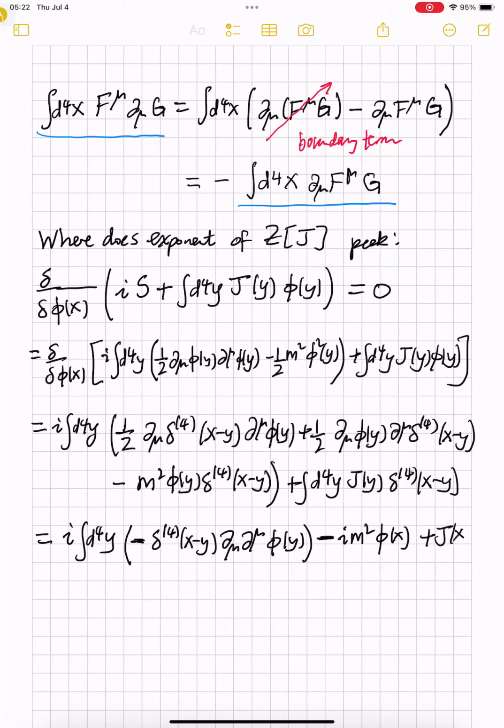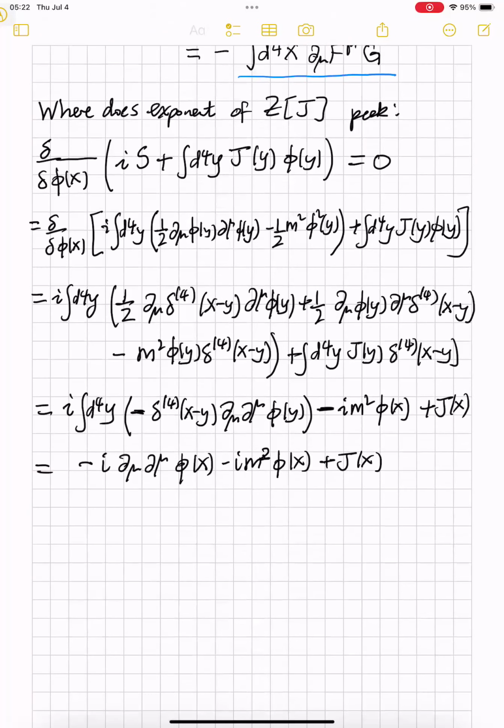And then for the last term, I can also do the integral, and I just get j(x). Now for the term that I've got here, the one integration term I've got left, well, easy to do that integral, again, thanks to the delta. So I'll have minus i ∂² φ(x) minus i m² φ(x) plus j(x). Okay.